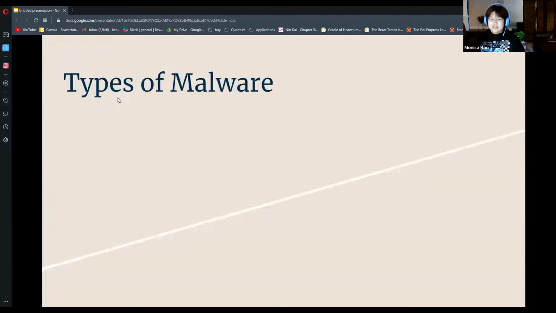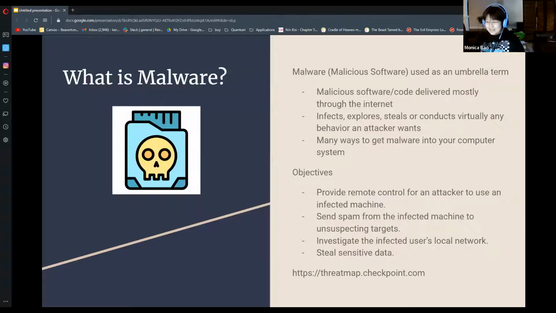Okay, so types of malware. So what is malware? I think a lot of people probably know what it is, but just to go through it again, malware is short for malicious software and is usually used as an umbrella term. So malicious software and code delivered mostly through the internet, but also there could be physical versions, like maybe someone stuck a USB into your computer and then the malware from the USB infects your computer. It infects, explores, and steals or conducts virtually any behavior an attacker wants.